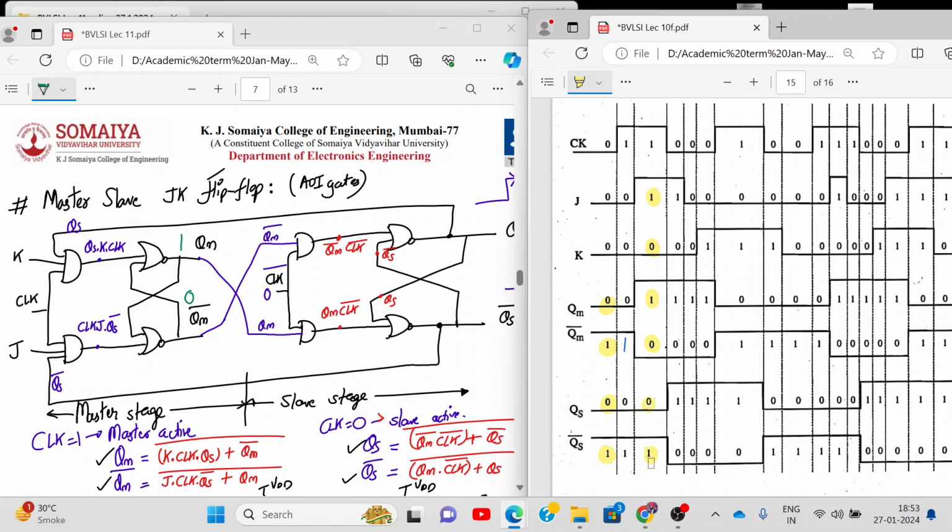Right. Now clock became 0. Okay, clock became 0 means irrespective of J and K, master का output change नहीं होगा. देखो 1 and 0 ही है. But slave का output will change, right? Yes. Why it will change?